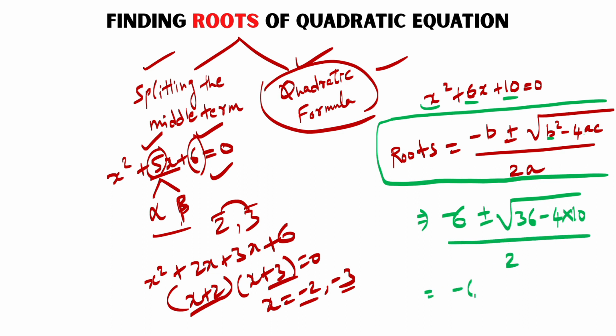Now this is equal to minus 6 plus or minus root of minus 4 by 2. If we consider plus, we will get one value. If we consider minus, we will get one more value. So those two values are the roots of the quadratic equation. So in this way we can apply the quadratic formula.